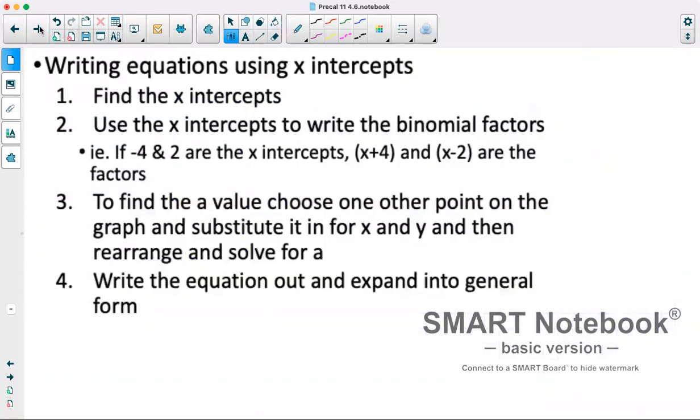Okay, writing equations using our x-intercepts. We want to find our x-intercepts on our graph, then use the x-intercepts to write binomial factors. So for example, if we have -4 and +2 as x-intercepts, they would become x plus 4 and x minus 2. To find our a value, we choose one other point on the graph and substitute it in for x and y, and then rearrange and solve for a. We then want to write out and expand into general form.